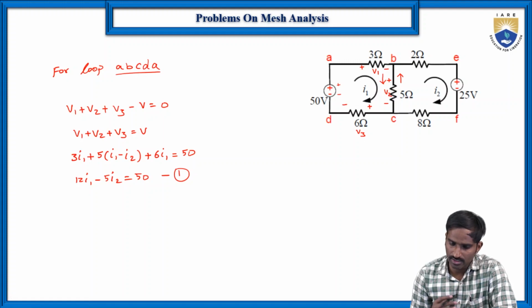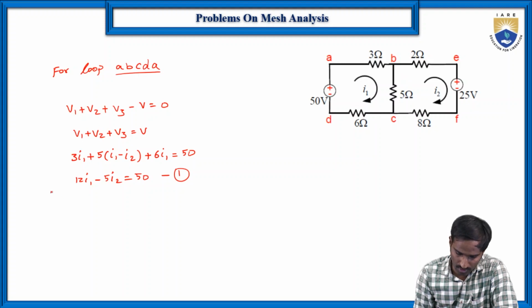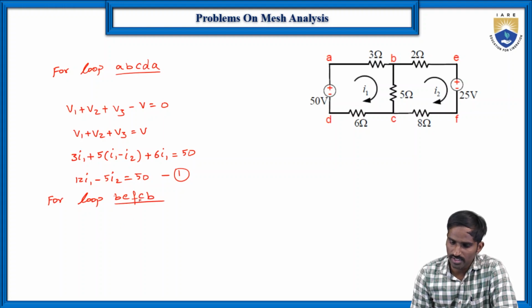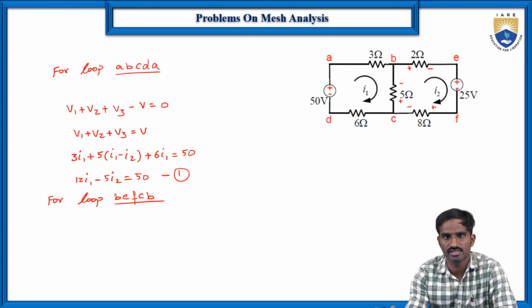Then coming to the second loop. Let me erase these things first. Now we are writing the equations for loop 2. Let us consider loop 2 as B, E, F, C, B. For this loop, the current direction is considered like this, so again it is plus minus, and this is also plus minus, and here also plus minus is there.